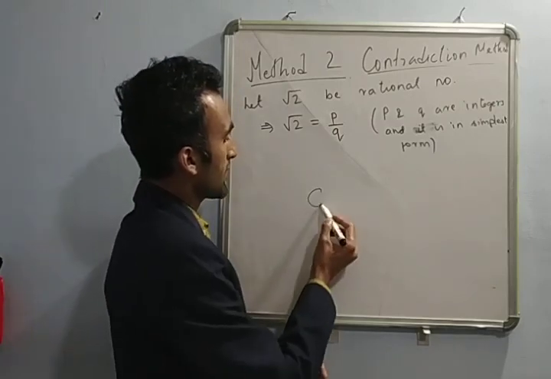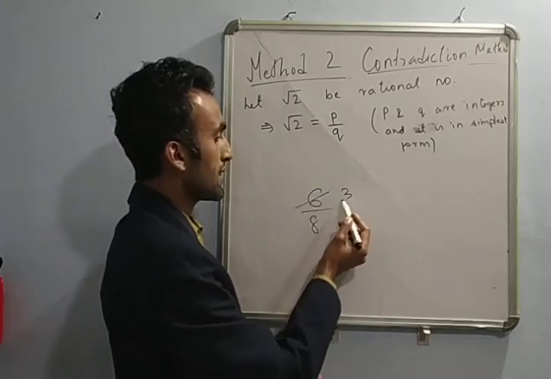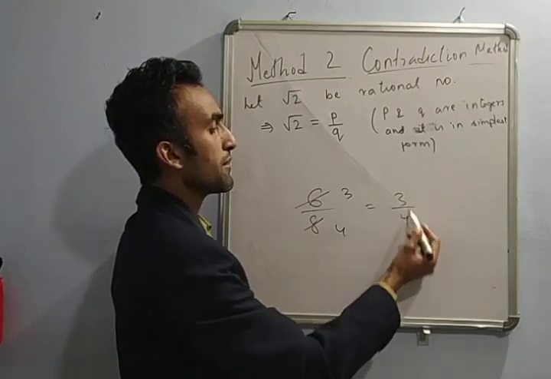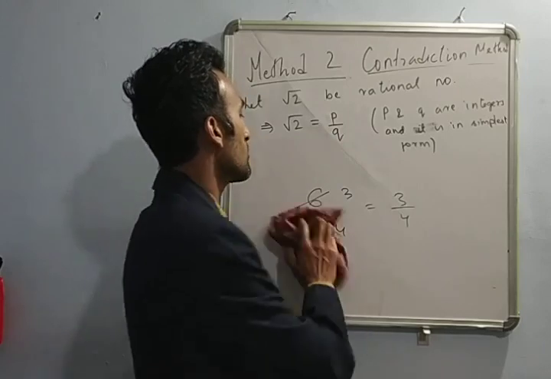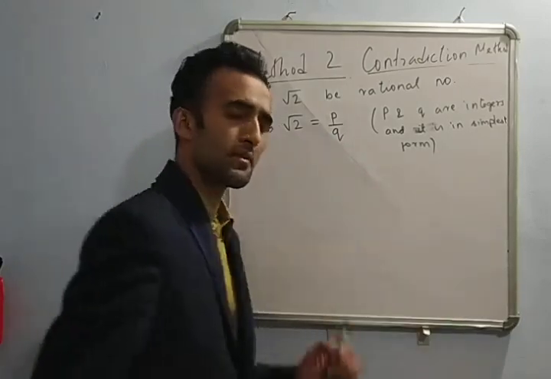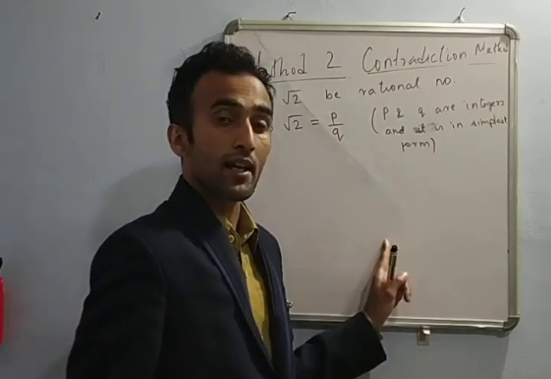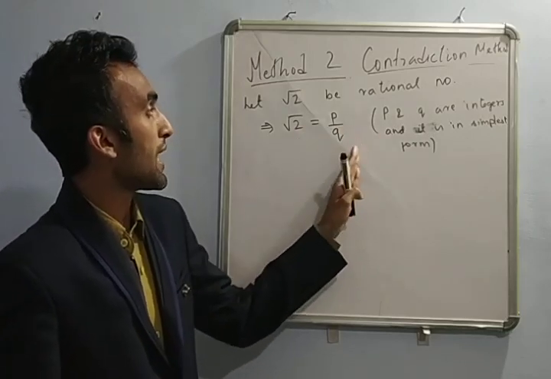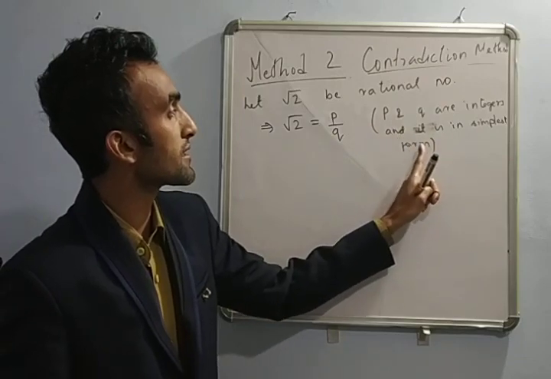Like 6 by 8. It is not in simplest form because I can cancel it: 2 threes are 6 and 2 fours are 8. I can write 3 by 4, which is in simplest form. Same way, P by Q is in simplest form, which means you cannot cancel by any other numbers. Remember, whatever I am telling you, keep that in your mind. That will help you in future. Suddenly I'll come to that point, and I may not tell you again and again: P and Q are integers and it is in simplest form.